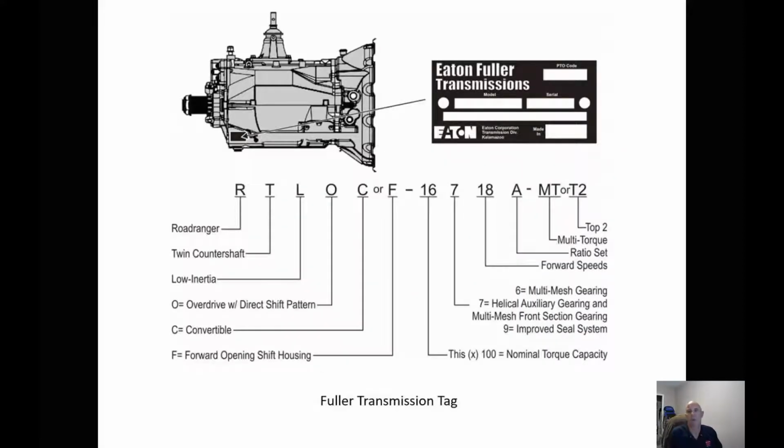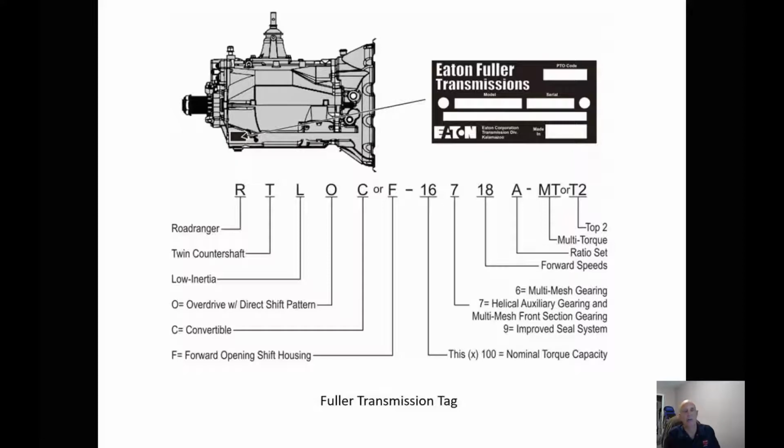Now every transmission manufacturer has a way of identifying what's inside the transmission. So for instance, an Eaton Fuller transmission, RTLO, so it's a Road Ranger, it's a twin countershaft, it's low inertia, it's an overdrive, and we're going to talk about shifting later and how it's set up.